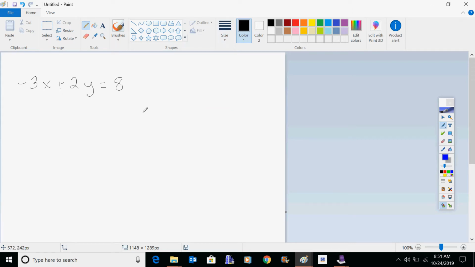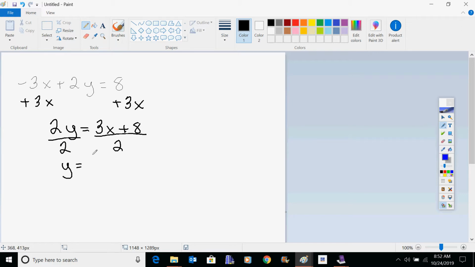We want to put it into mx plus b form. So what do we do? What's our first step? Good. Add the 3x to both sides. So 2y equals 3x plus 8. And then you need to do one more thing. Divide by 2. So when we divide by 2 and simplify it, we get y equals 3 halves x plus 4.